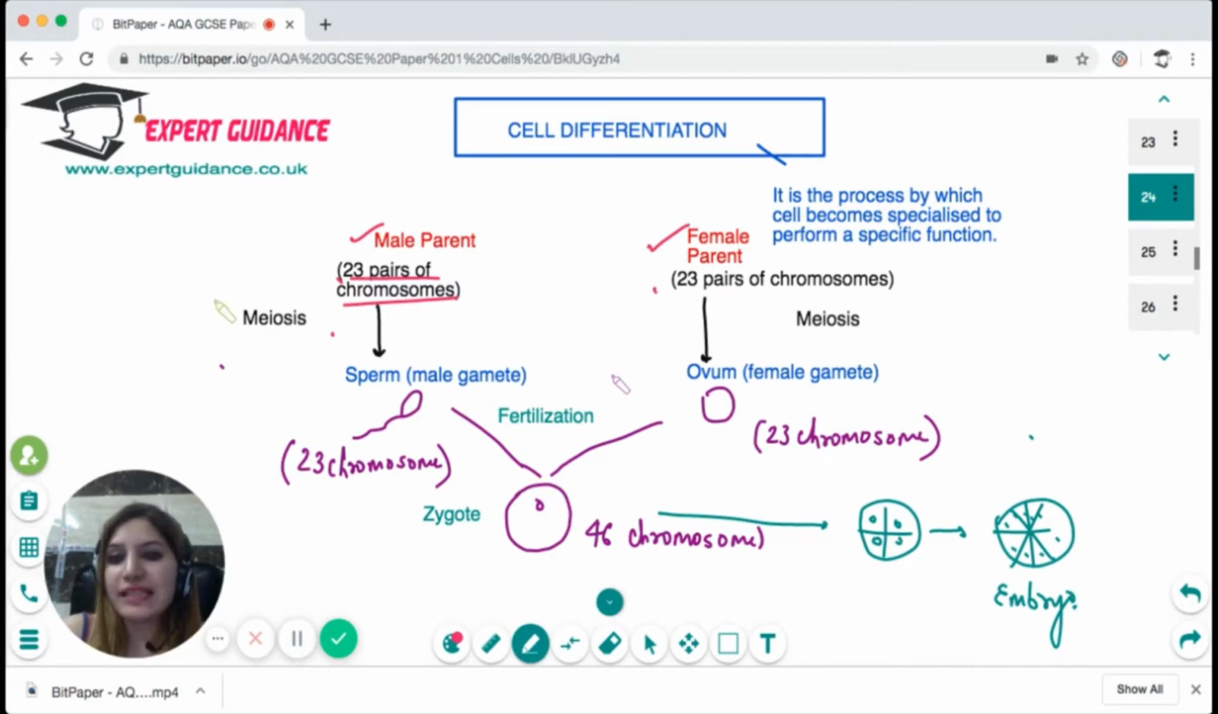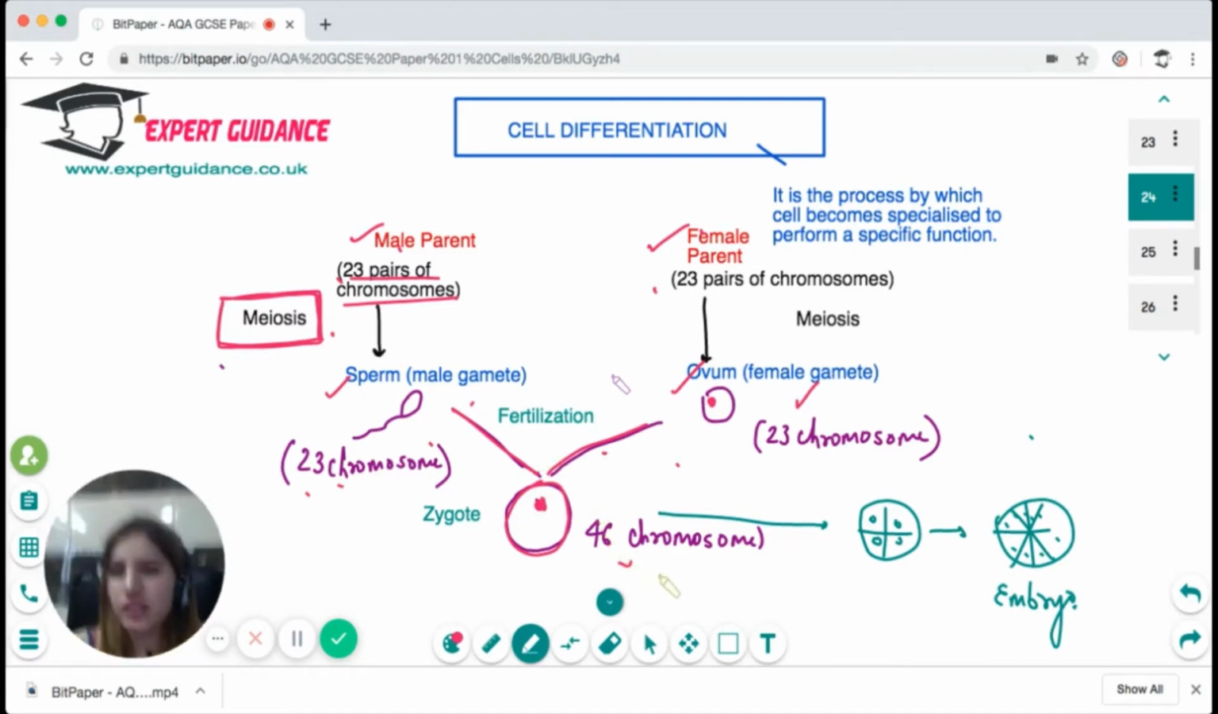Now, the male and female cells undergo another division. We just saw mitosis. There's another division called meiosis, which produces half the number of chromosomes and is required to make the gametes. So the male parent makes a sperm or a male gamete, and the female parent makes an ovum or a female gamete, and both have 23 chromosomes. During fertilization, they fuse to form a zygote, and this zygote now has 46 chromosomes, so the number of 46, or 23 pairs, is restored.